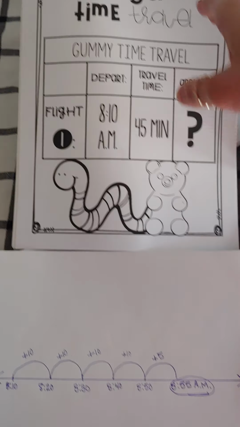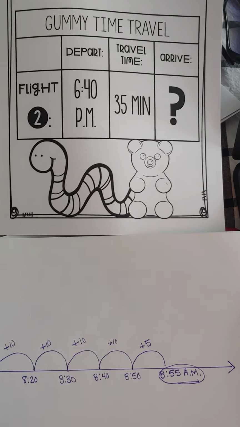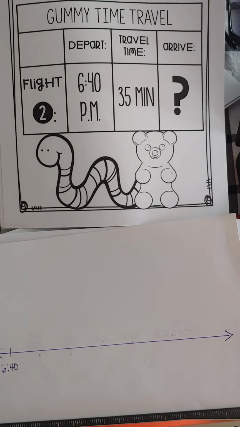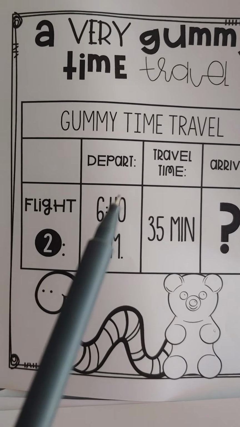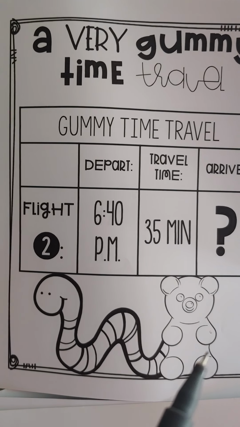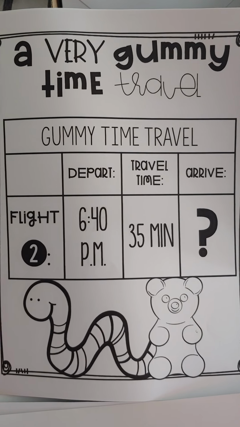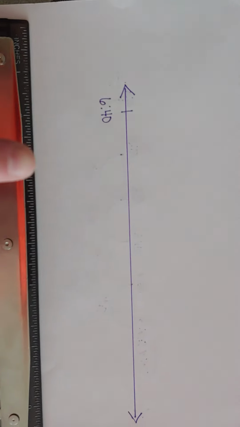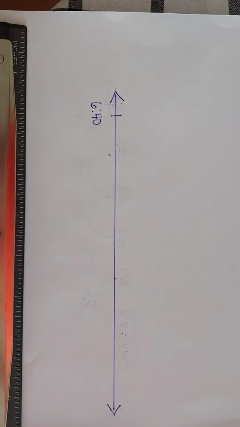Pretty easy, right? So let's try another one. And if you would like, you can get a piece of paper and try this with me at home. So in this problem, for flight number 2, they will depart, which means leave, at 6:40 p.m. and it will take 35 minutes to get there. We're trying to figure out what time they will arrive. So I went ahead and drew my number line, and I put 6:40 on my number line. Now I have to jump 35 minutes.